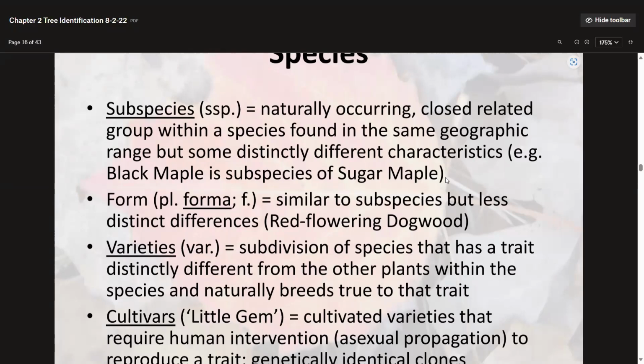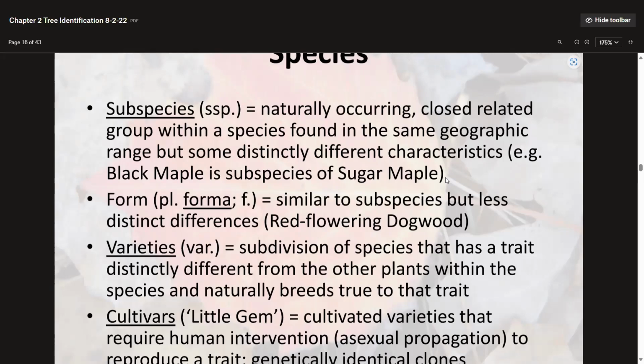The form is always written out as f. or forma when it's plural. And it's similar to subspecies, but with less distinct differences, like white flowering dogwood versus red flowering dogwood. Okay, that would be a form.